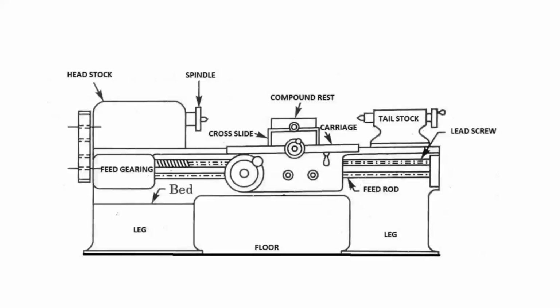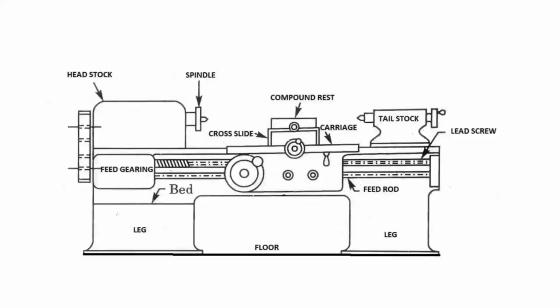Is it clear? Second thing is to absorb vibration. The bed must be massive with sufficient depth and width. To absorb the vibration while the cutting operation, what is the necessity? The necessity is that the bed must be massive, big enough, and with sufficient depth and width, so that it can absorb the vibrations.